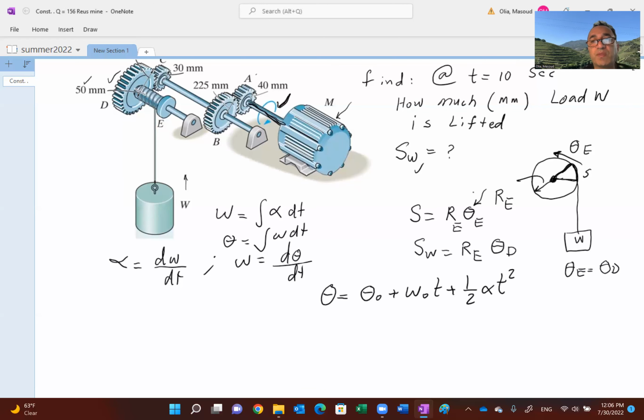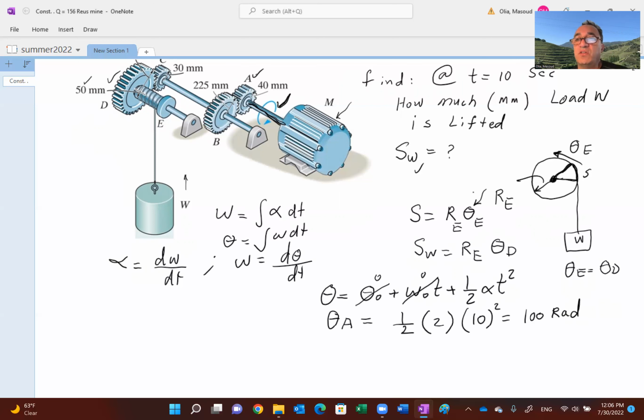So starting from rest, all I have to do, and this, by the way, is theta of A, because that shaft is connected to gear A. So that would be 1/2 alpha of the motor, which is 2, right? And 10 seconds later, this becomes 100 radians. So the shaft, which is connected to gear A, in 10 seconds is going to go through 100 radians, right?